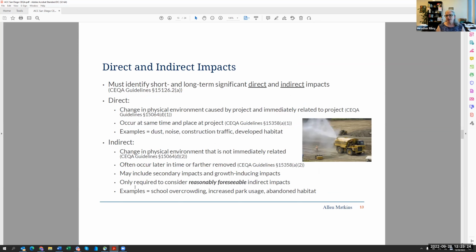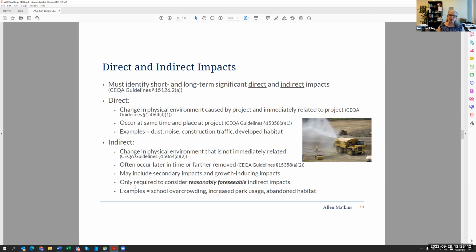So when we're looking at our significance thresholds, we have to study direct and indirect impacts. Direct are exactly what you would think. Something is happening because of this project. We're removing all the vegetation. We're taking out this habitat, potential habitat for a species. Indirect is something that's not immediately related.